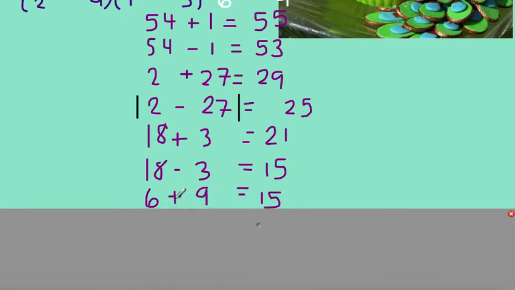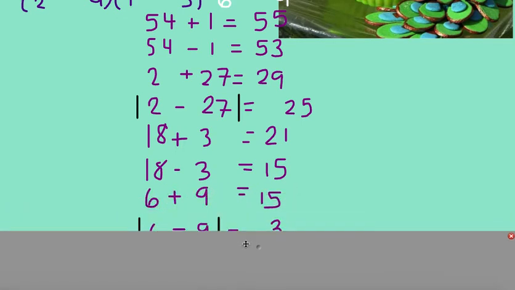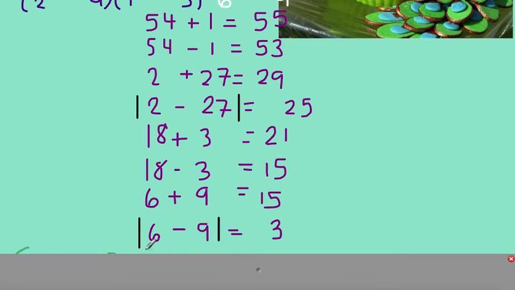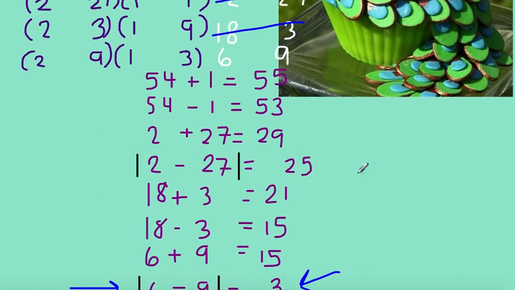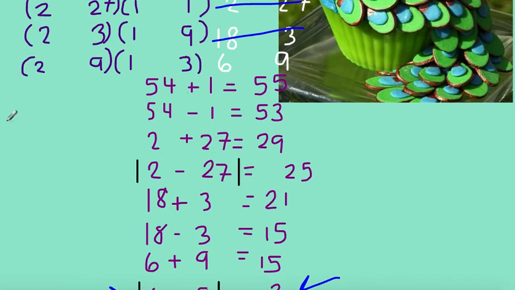So when we combine terms 6 and 9, we'll get 15. But when we find the difference, and again, there's absolute values here because we're just focusing on the difference, not the negative or positive value, the difference is 3. So this is our winner. This is the scenario that we want for our factors. So we just go back to pair which one this came from, and right here is the order of our binomials and what they look like. So we have 2 and 9 and 1 and 3.